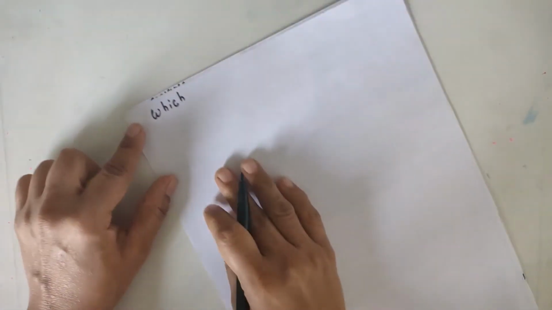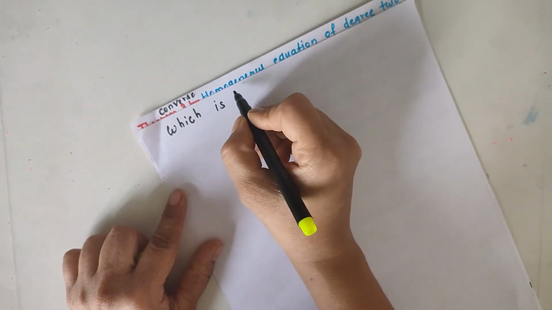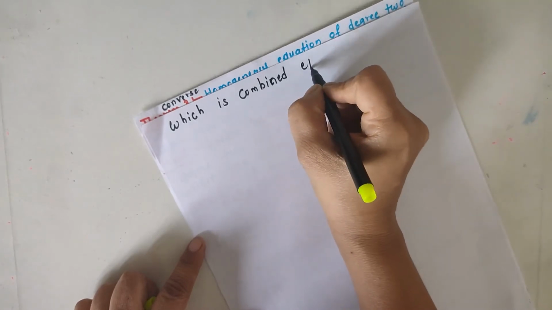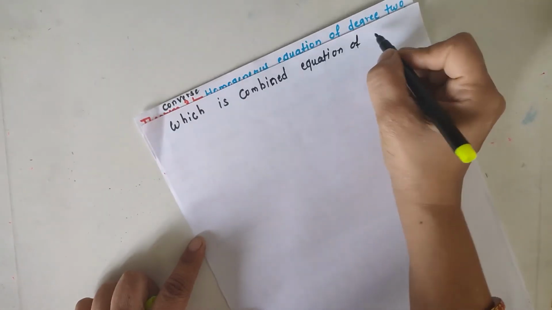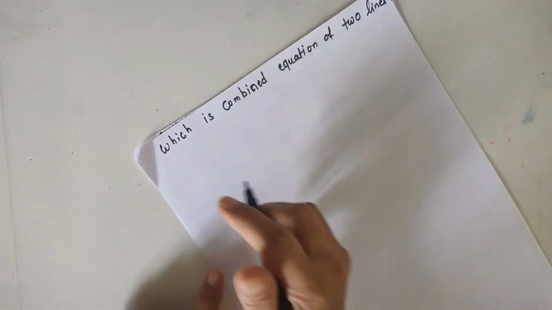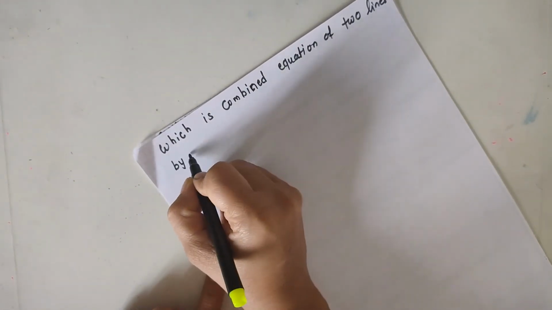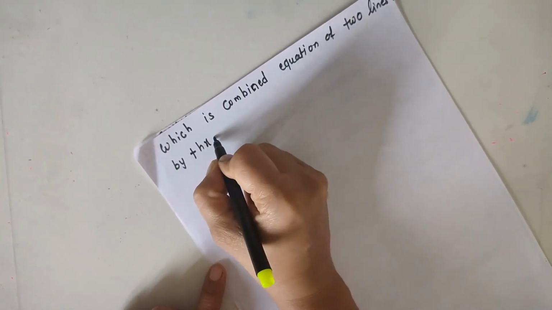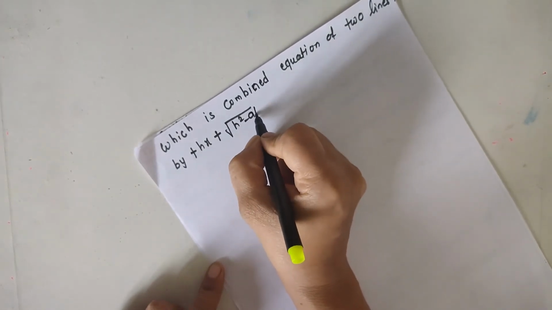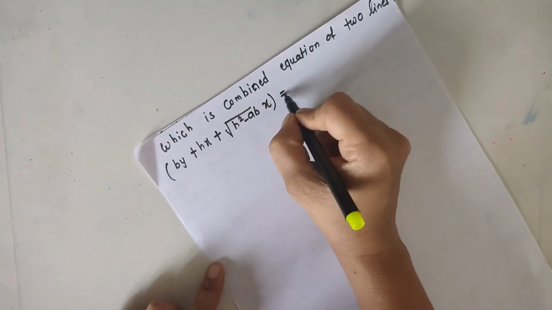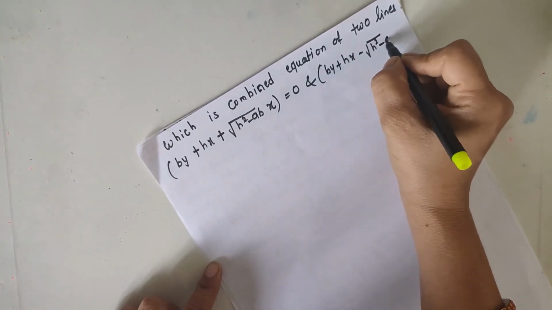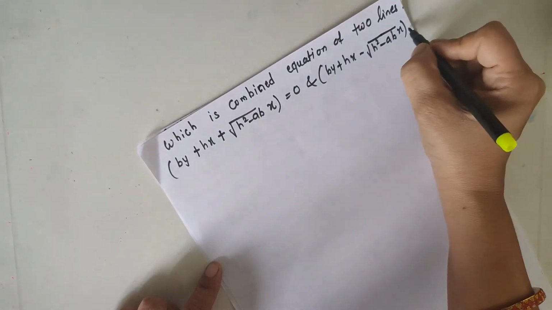So these two equations are the combined equation of two lines, and the lines are: first line is by plus hx plus under root of h square minus ab into x is equal to 0, and second line by plus hx minus under root of h square minus ab into x is equal to 0.